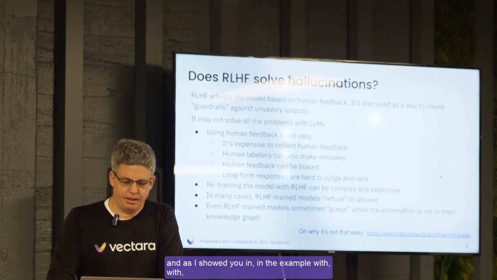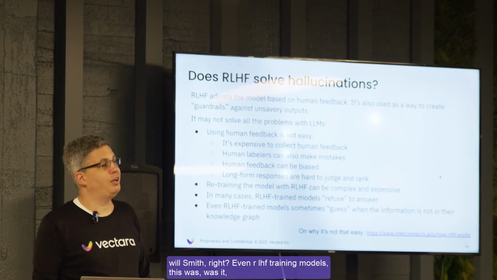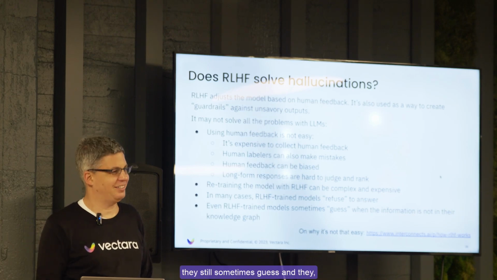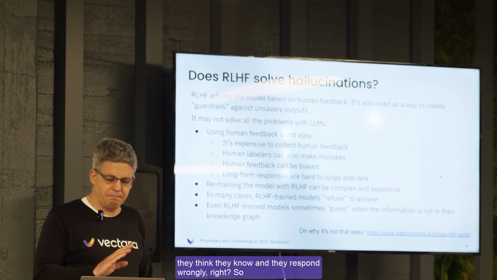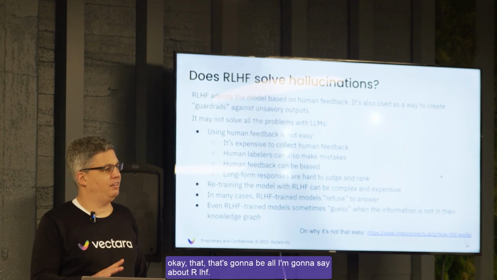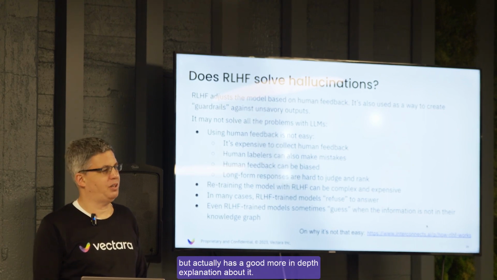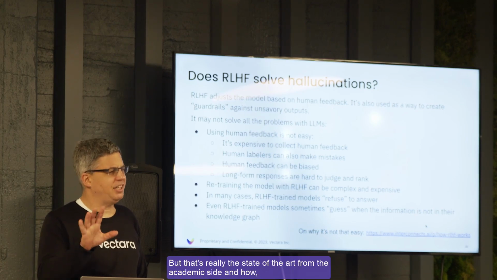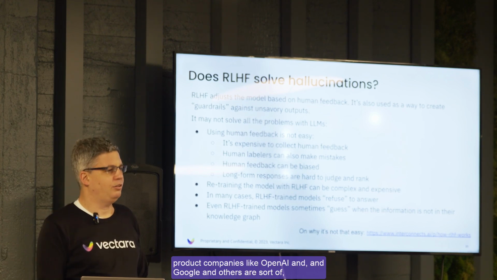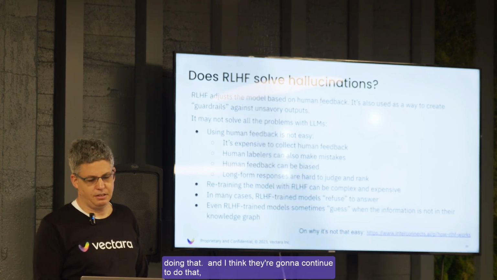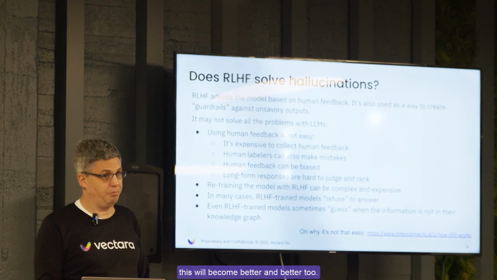And as I showed you in the example with Will Smith, even RLHF trained models still sometimes guess, and they think they know, and they respond wrongly, right? Okay, that's all I'm going to say about RLHF, and I have a link here if you want to look later, that has a good, more in-depth explanation about it. But that's really the state of the art from the academic side, and how product companies like OpenAI and Google and others are doing that. I think they're going to continue to do that, and I expect that in later and later models, this will become better and better too.